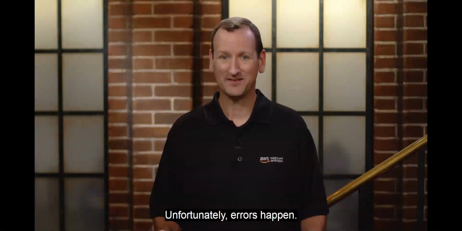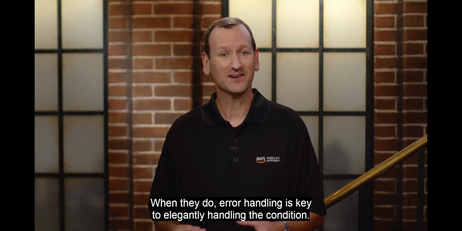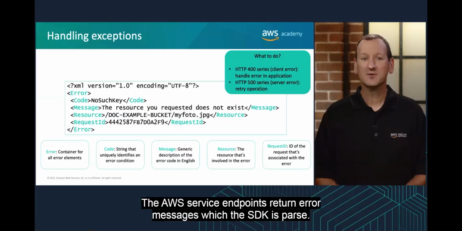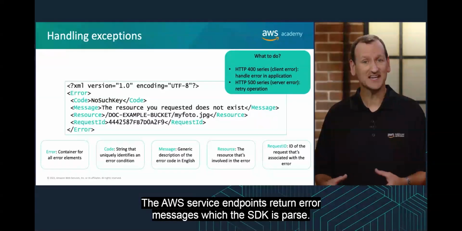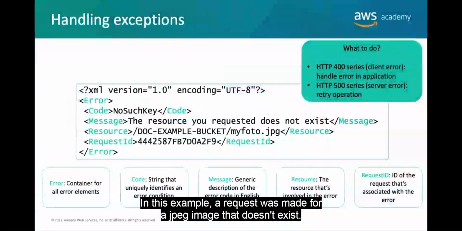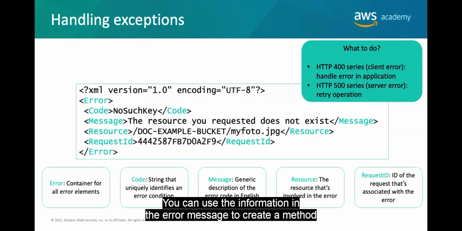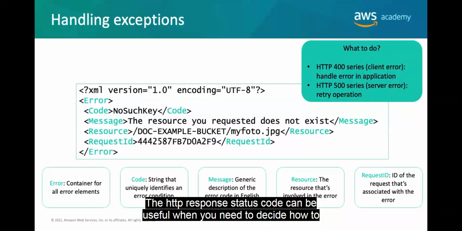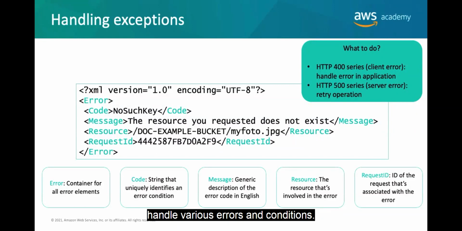Unfortunately, errors happen. When they do, error handling is key to elegantly handling the condition. The AWS service endpoints return error messages, which the AWS SDKs parse. In this example, a request was made for a JPEG image that doesn't exist. You can use the information in the error message to create a method to handle the condition. The HTTP response status codes can be useful when you need to decide how to handle various errors and conditions.